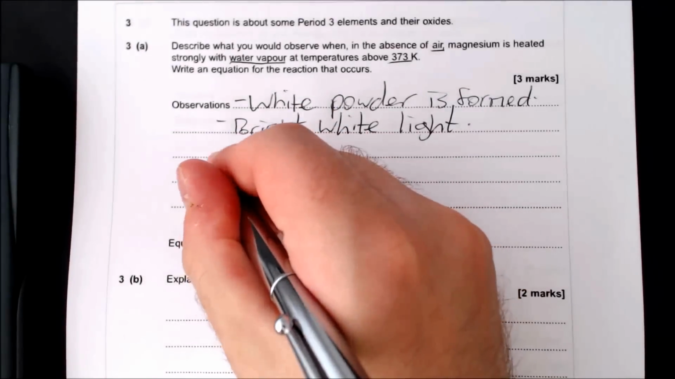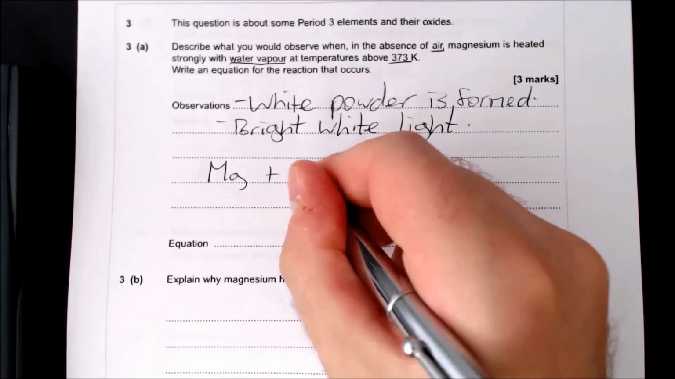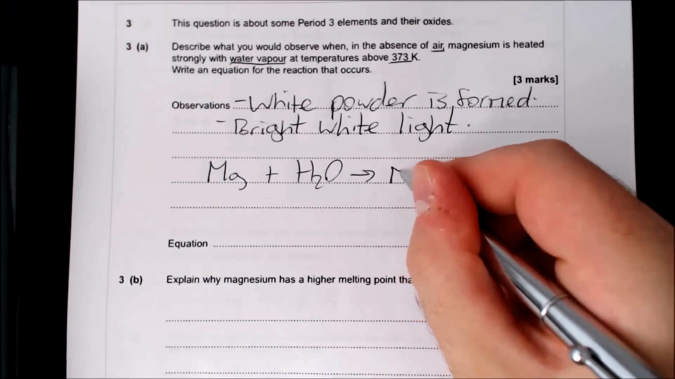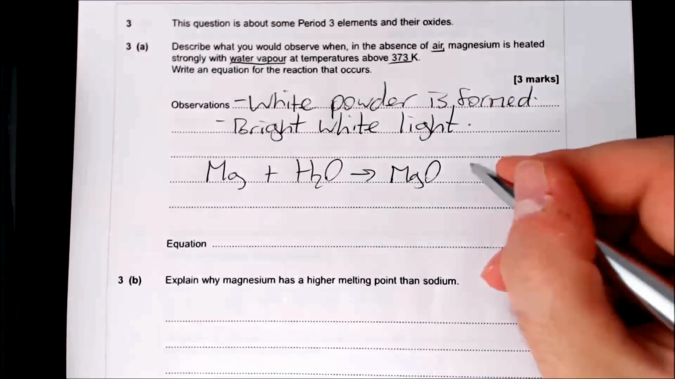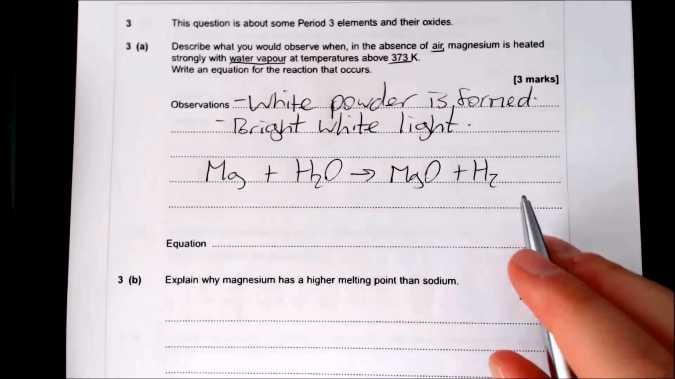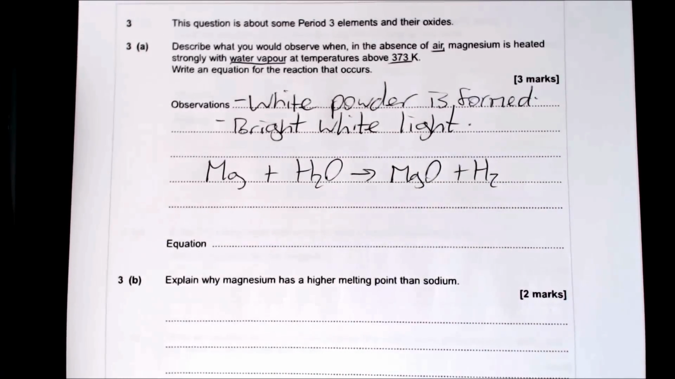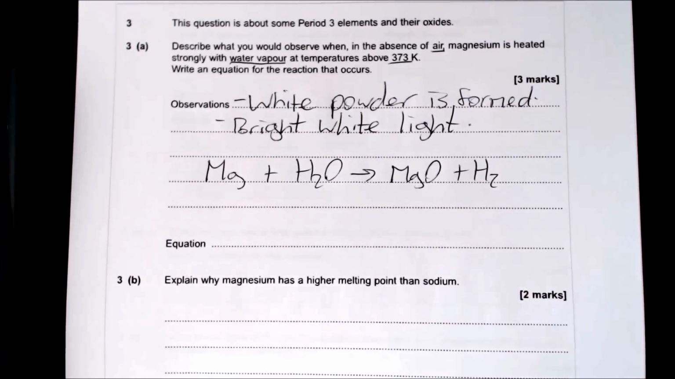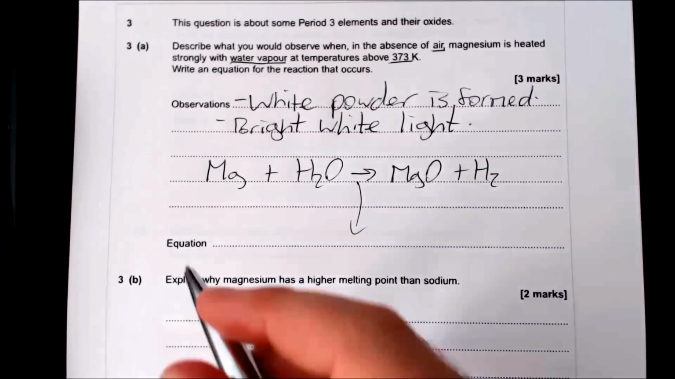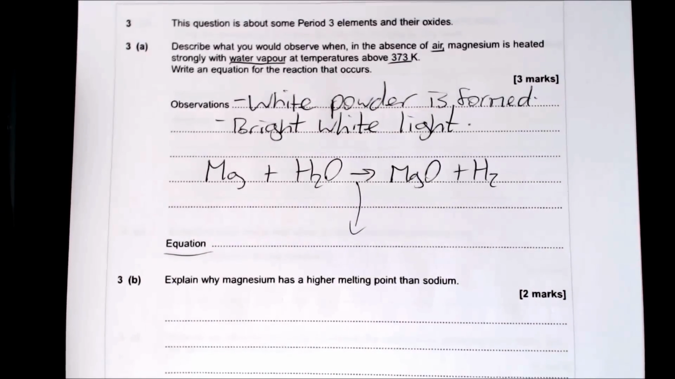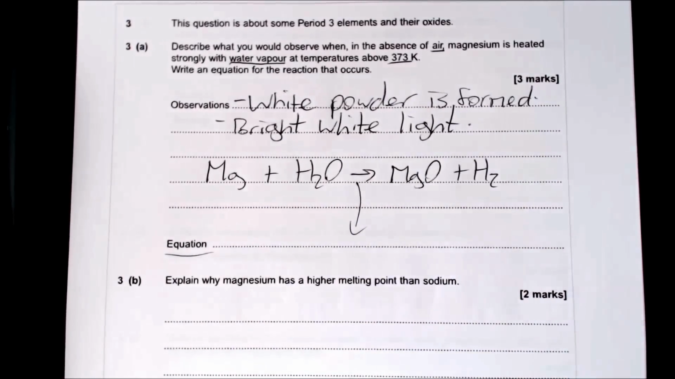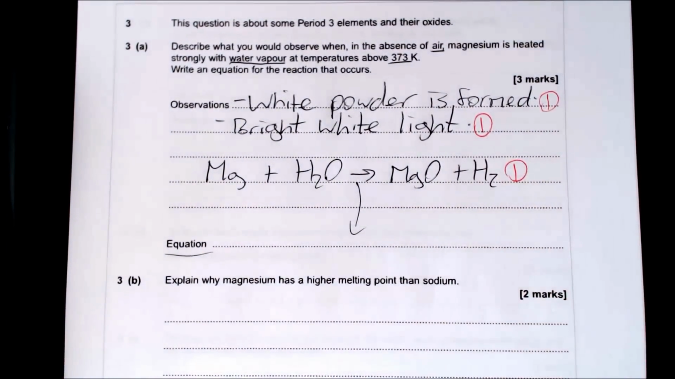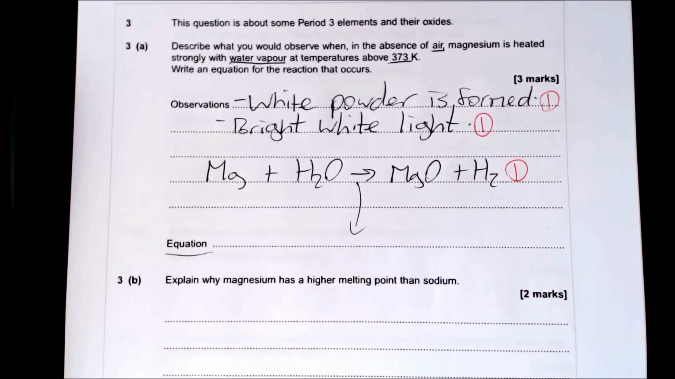Okay, so it then also asks for an equation. So we just write our equation here. This is magnesium, and we're going to react that with water, and that's going to produce magnesium oxide plus hydrogen. So this is really, really important that you remember that, and don't be tripped up by it. You don't really need state symbols. It's not really a requirement. Really, this equation should fit there because they've given us a space. So in terms of marks, you get 3 marks here. We get 1 for saying that a white powder is produced, 1 for bright white light, and 1 for your final equation there. So it's 3 marks in total, so it's not bad.